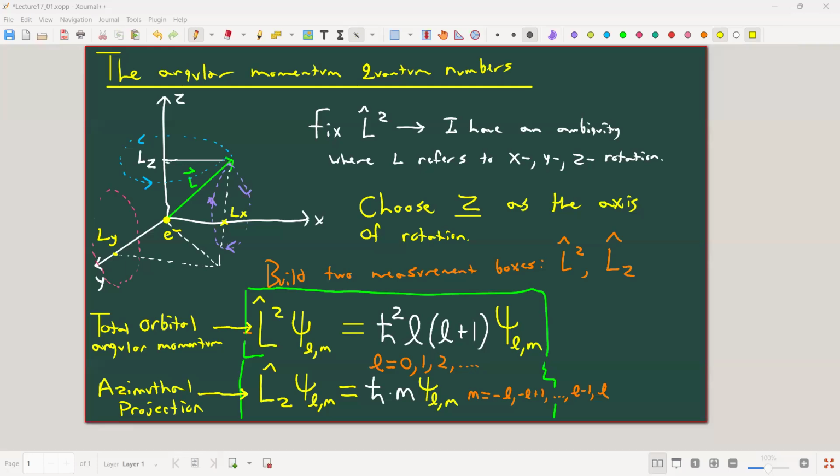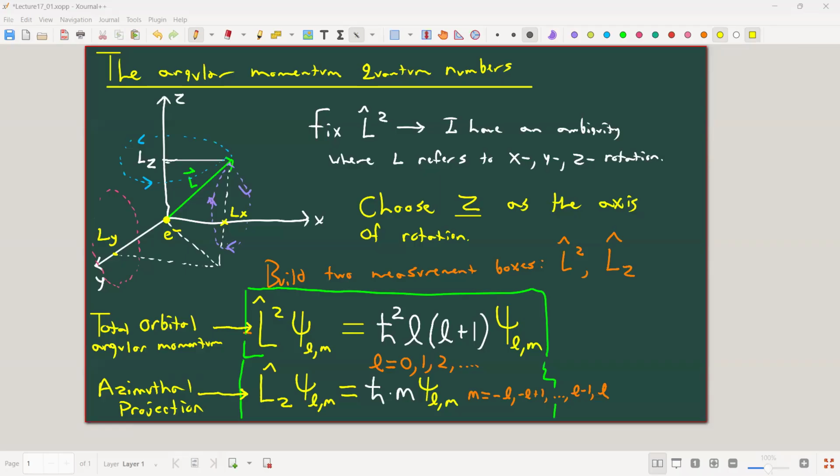Not only do you have an infinity of stable orbits at different angular momentum, you have 2L plus 1 sub-stable orbits. There are multiple stable orbits at fixed angular momentum that are denoted by the M, which is the quantum number associated with the z direction, how it's rotating around the z direction. I want to talk a little bit about that geometry.